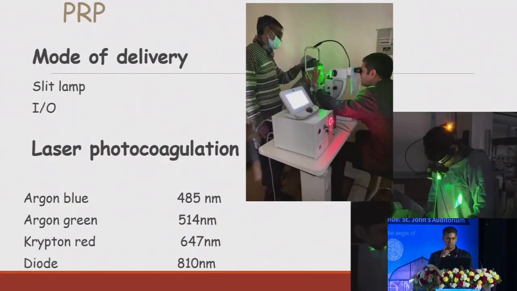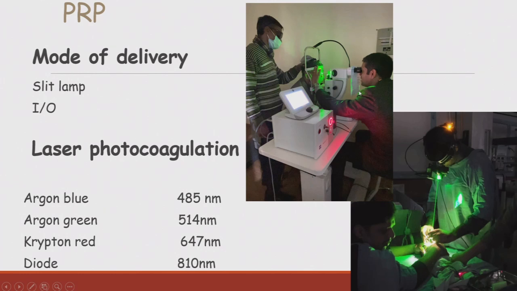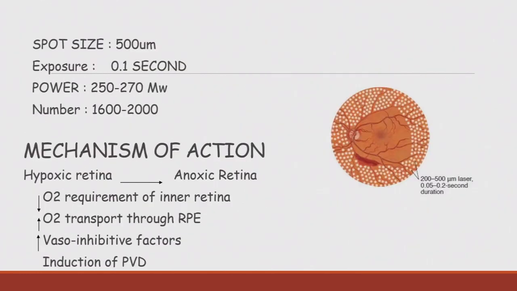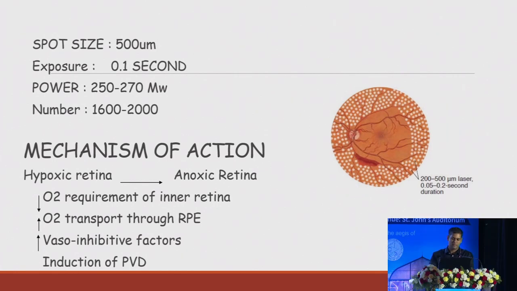Panretinal photocoagulation is usually done by slit lamp based or indirect ophthalmoscopy based systems. So these are the images showing the slit lamp and IDO based system. Around 1,500 to 2,000 laser spots are given on the retina in the mid-periphery and periphery. Around 200 to 500 micrometer is the spot size, and it is to be one burn width apart.